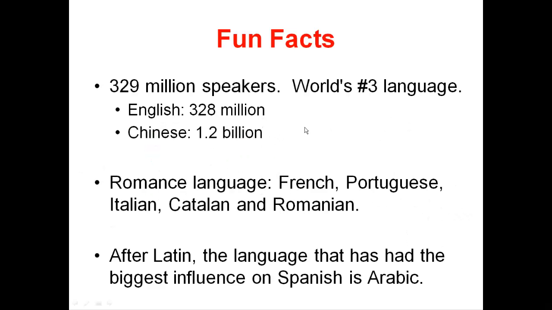The fun facts are that the language you're starting to learn now is the number 3 language spoken in the world today, second only to English and Chinese. It is a Romance language. Now, that doesn't mean that the speakers of the Spanish language are romantic. What it means is the language originated from an influence of Latin, which spread around Europe hundreds of years ago. Other Romance languages are French, Portuguese, Italian, Catalan, and Romanian.